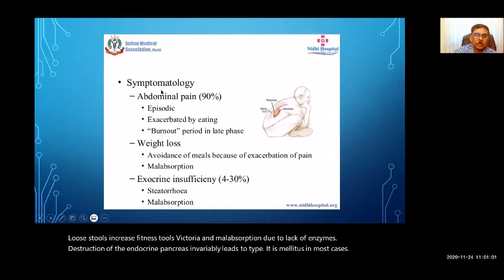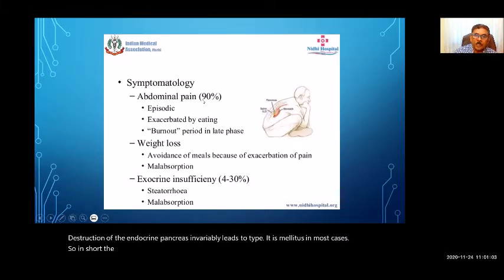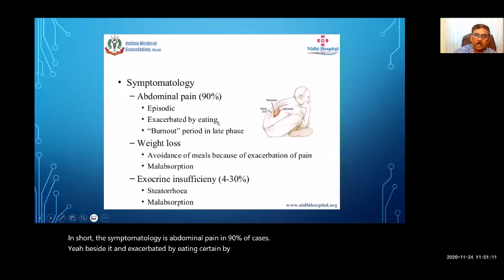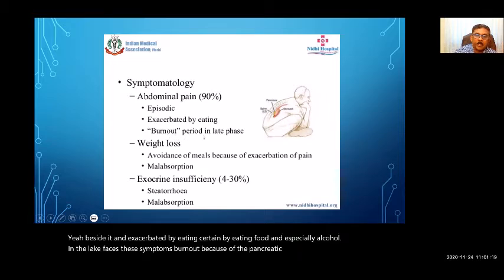So in short, the symptomatology is abdominal pain in 90% of cases. They are episodic and exacerbated by eating food and especially alcohol. In the late phases, these symptoms burn out because of the pancreatic failure, and then there is less pain but more malabsorption.